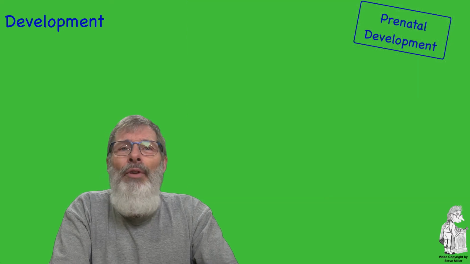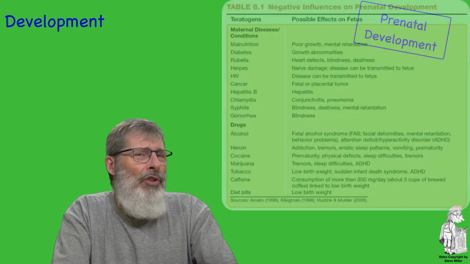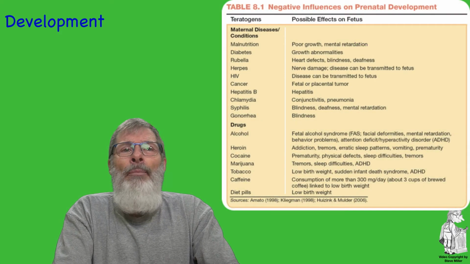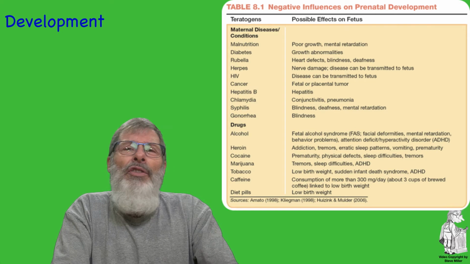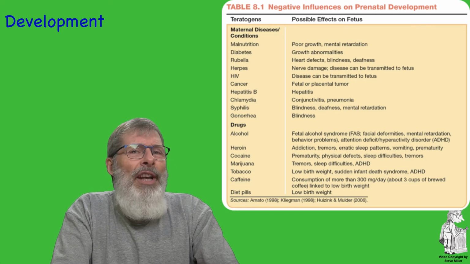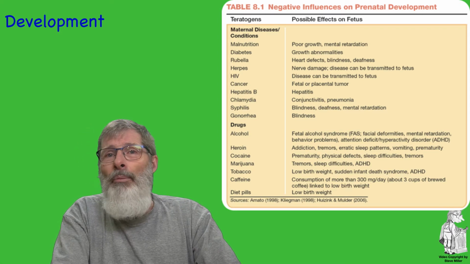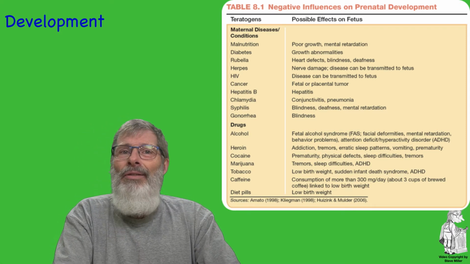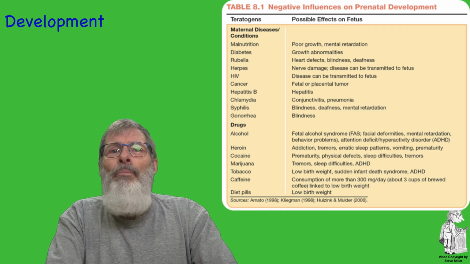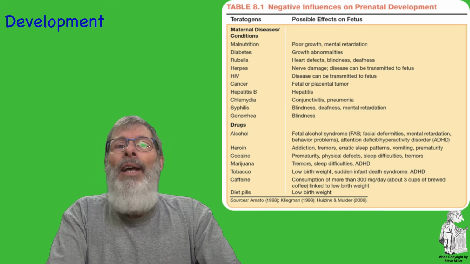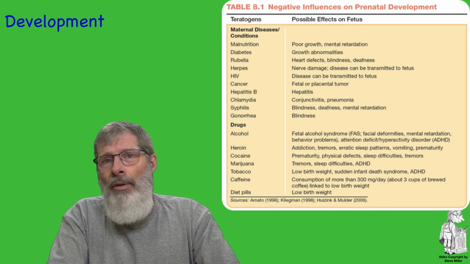Now, some of the influences on prenatal development. One of the first we'll touch on is what are known as teratogens. These are harmful agents in the prenatal environment that can have a negative impact on prenatal development and even cause birth defects. The damage caused depends on its intensity and when it was present during the prenatal development.